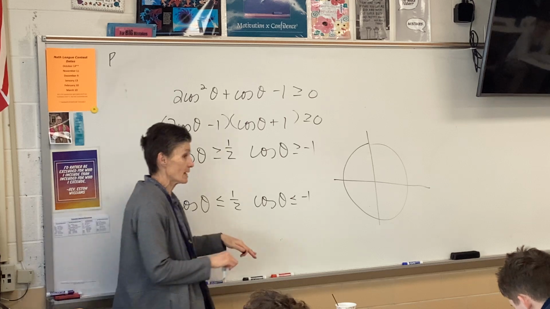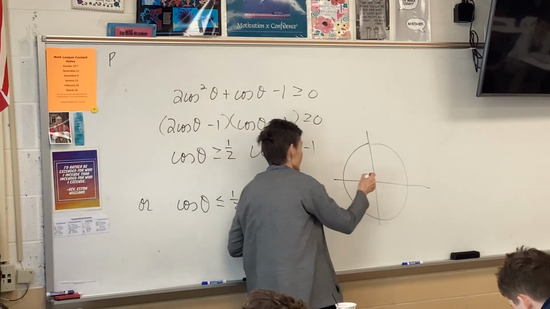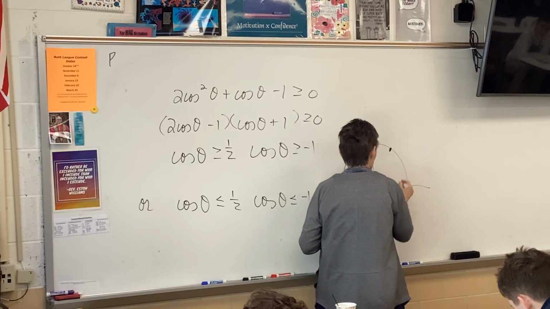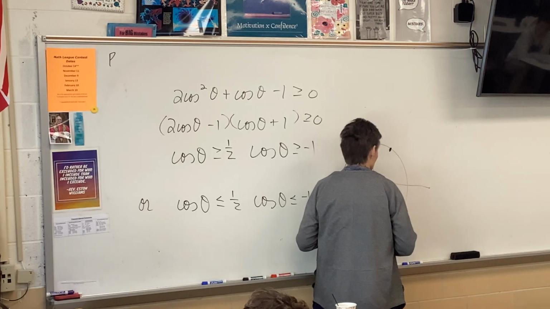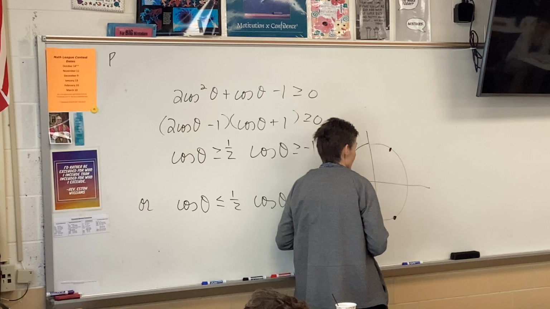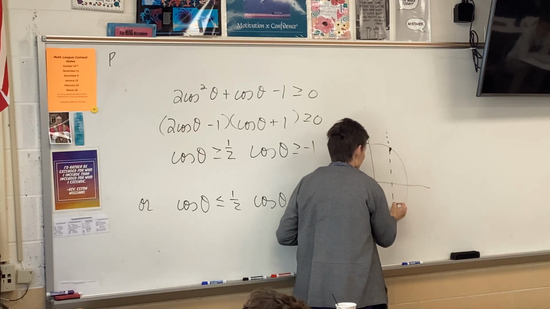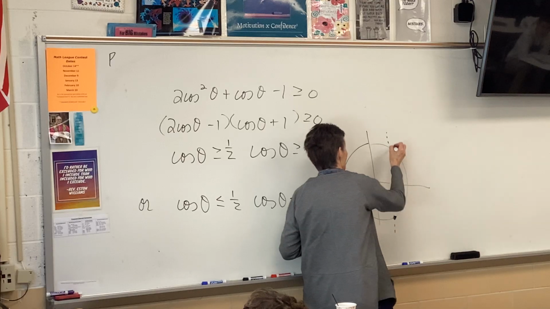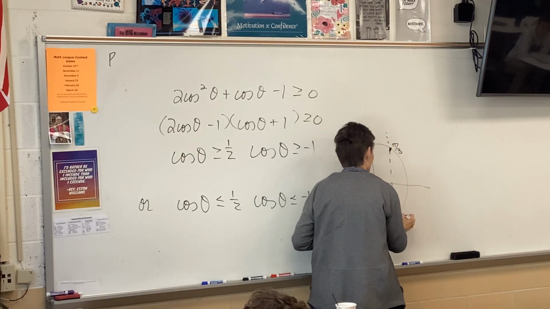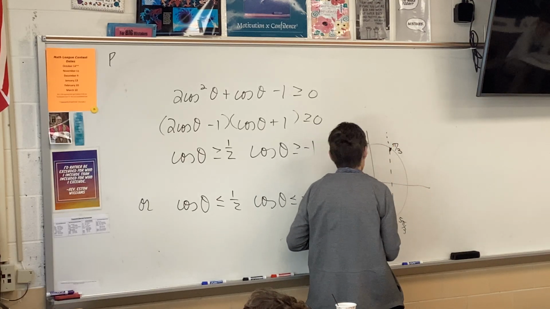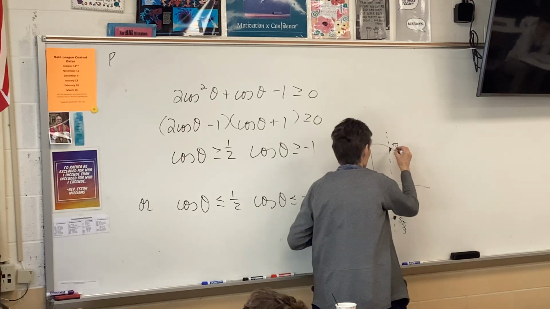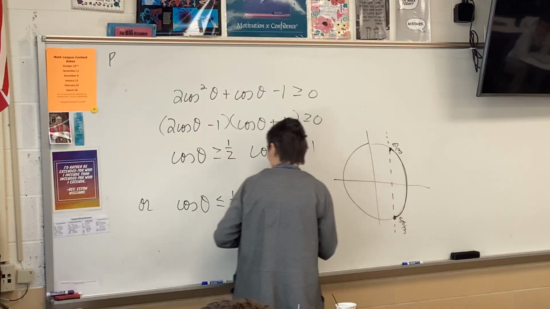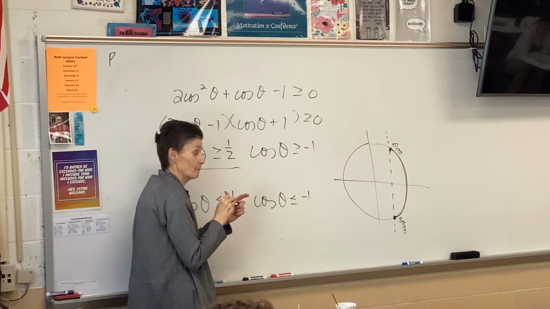So where's the cosine of 1/2? This is our equal to, so I'm going to have a solid dot over here, a solid dot over here. The cosine is 1/2 right here. What are those angles? Pi over 3 and pi over 3, perfect. And I want bigger than, so this would be the black part. Would everybody agree with that?